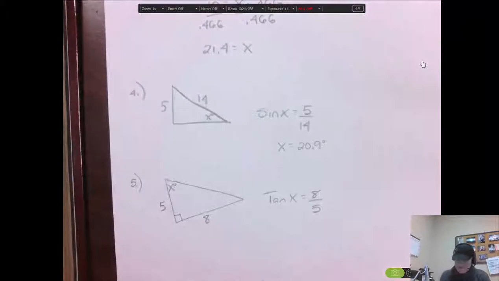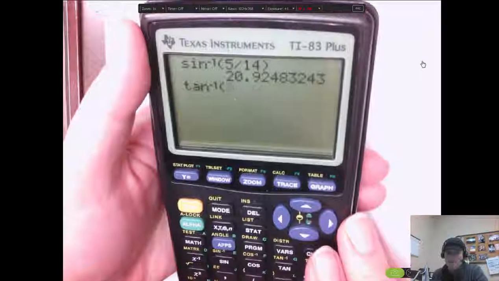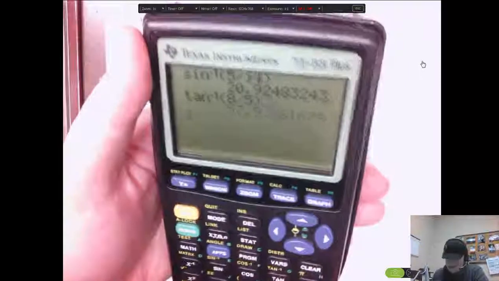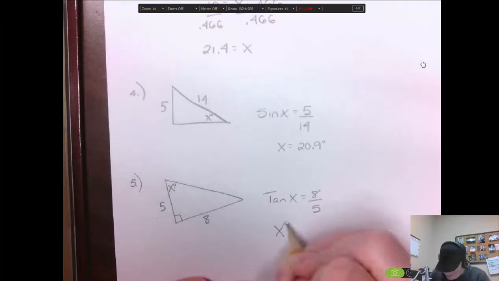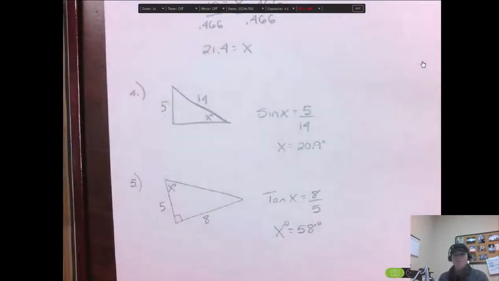And again, we'll just put that in the calculator of the inverse. So inverse tangent of 8 divided by 5, and we get 57.99 or 58 degrees. So x degrees is equal to 58 degrees. There we go. All right, so that's a good example.